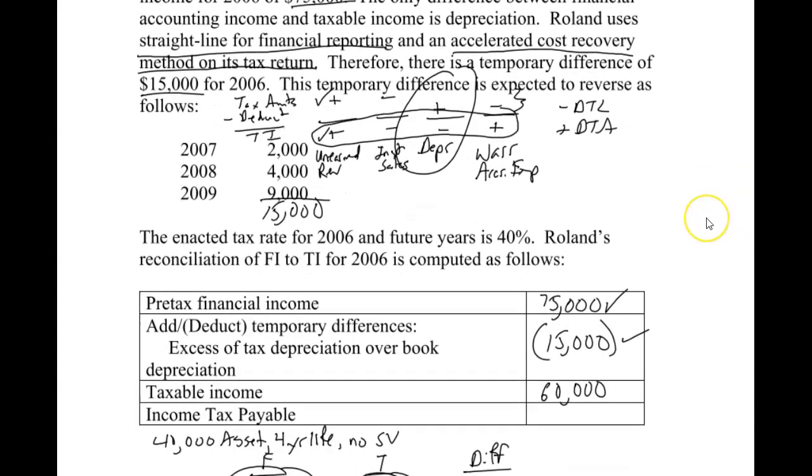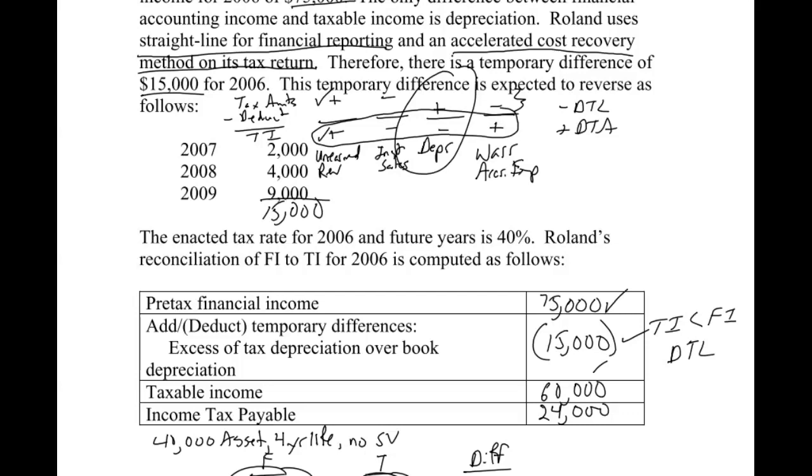We said it's a DTL, but once again, if we apply our rule here, taxable income compared to financial income, taxable income is less, therefore we are paying less now. We are going to pay the $24,000, because remember that's taxable income times the tax rate gives me the payable. So that means it's a DTL. If we're paying less now, we'll pay more in the future when it reverses out, and we're going to actually see it reverse out in this example.